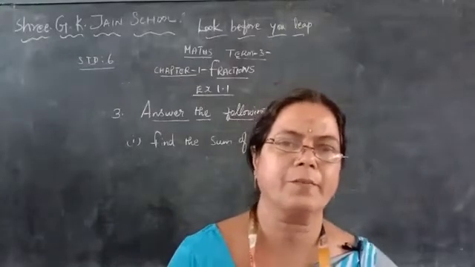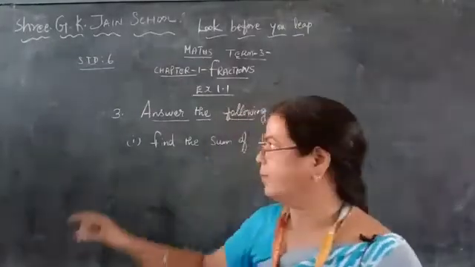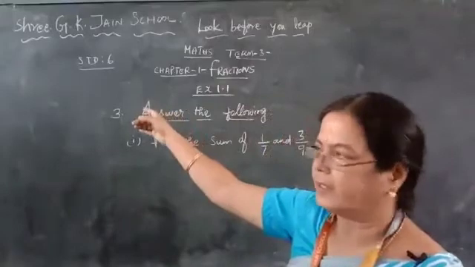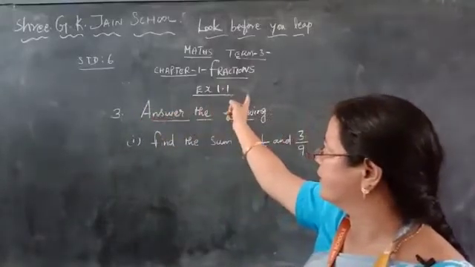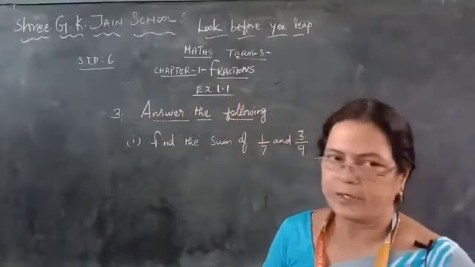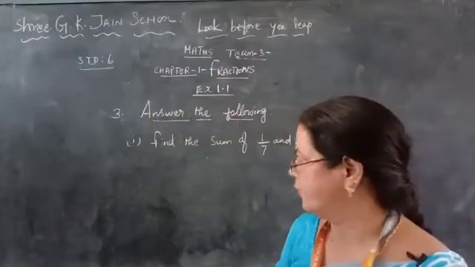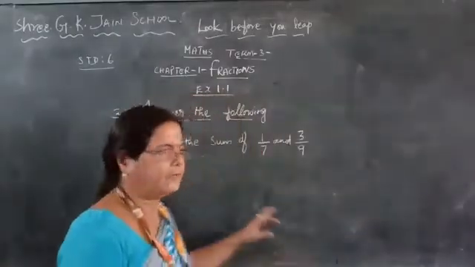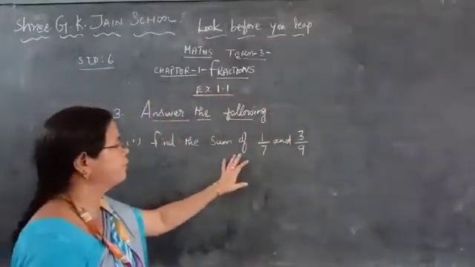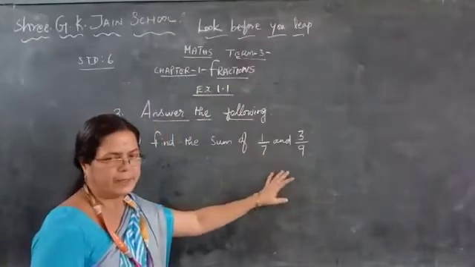Today we are going to see exercise 1.1 in 6th standard, chapter 1 fractions. So, third question, answer the following. First one, what is given? Find the sum of 1 by 7 and 3 by 9.